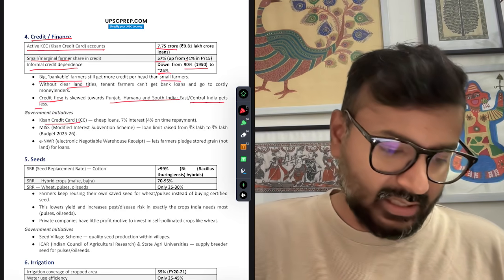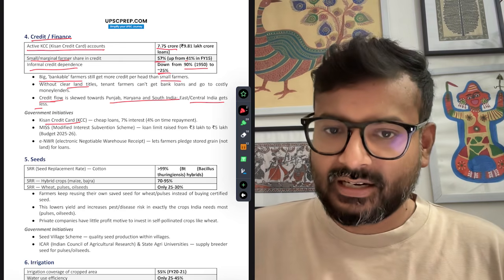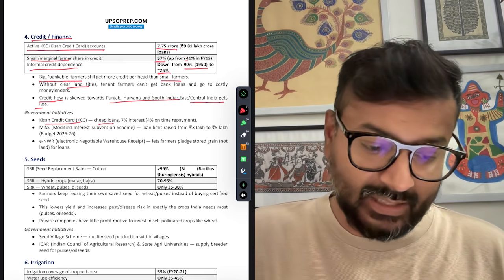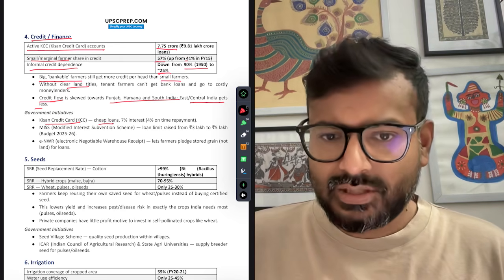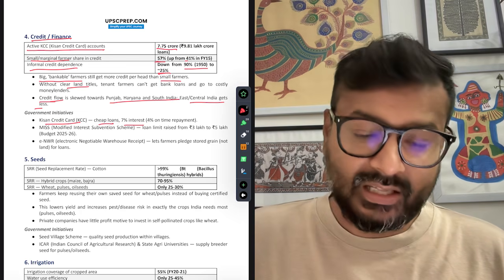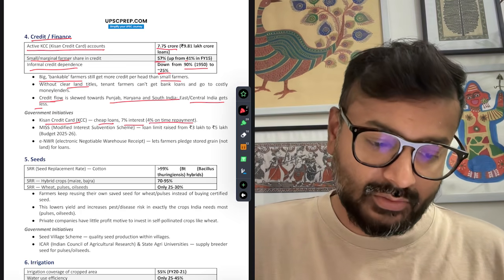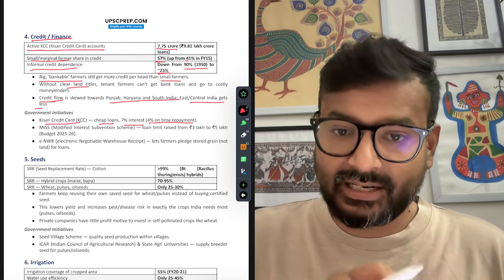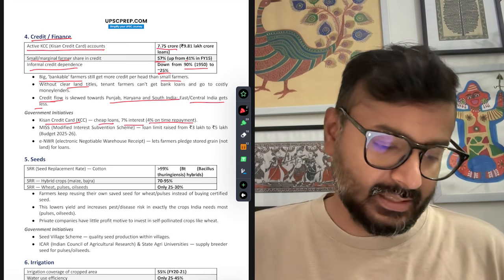What are some government initiatives here? Of course, there is the Kisan Credit Card, through which farmers can get cheap loans, micro loans, but at a very cheap rate, 7% interest. And if they repay in time, they get an interest subvention. So 3% interest subvention they get. So they only pay 4%.